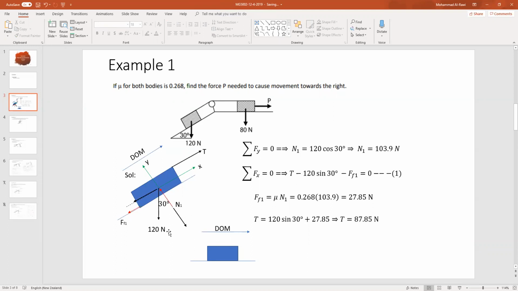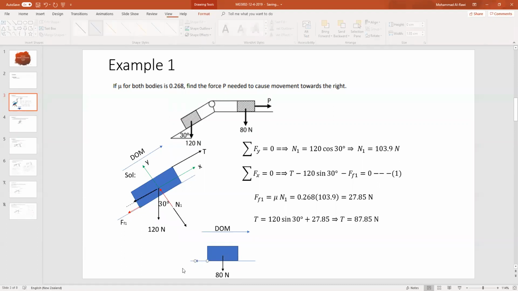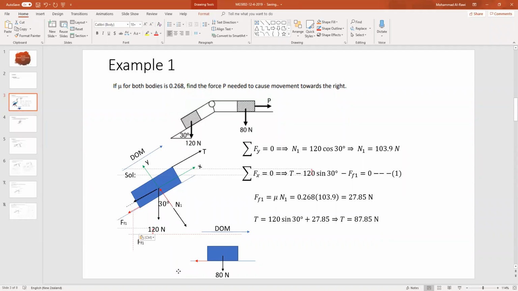What we have is the weight, which always goes downwards, and it should go from the centroid. The magnitude of the weight is 80 newtons. And then in the other direction, you have a friction force going against the direction of motion. I will give it a red color, and I will call it FF2, because remember there are two. To save my time, that's the one.